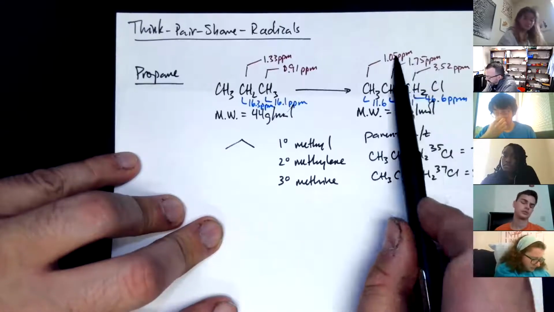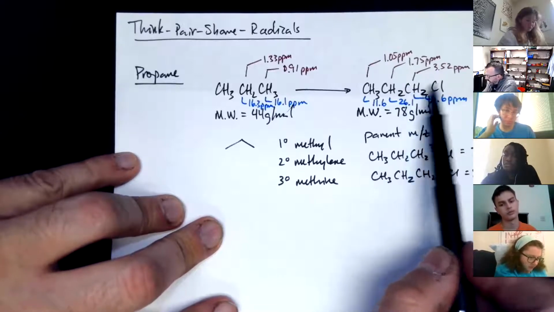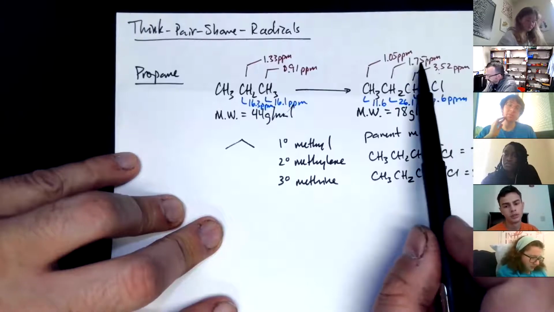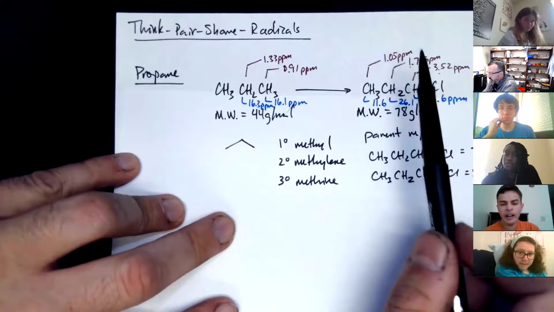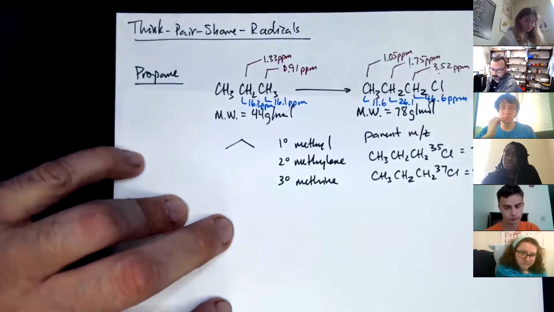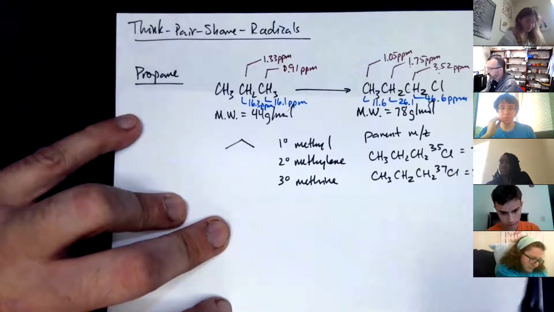The same thing in burgundy here. The hydrogens of the carbon bearing the halogen are about 3.5. We move out, the methylenes are 1.75. Further out, the methyl is 1.05. You're still seeing your 3-to-1 ratio.